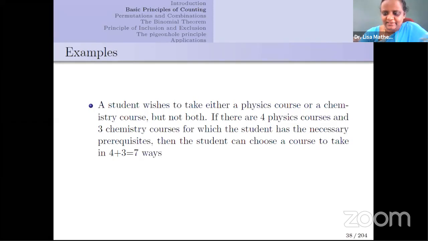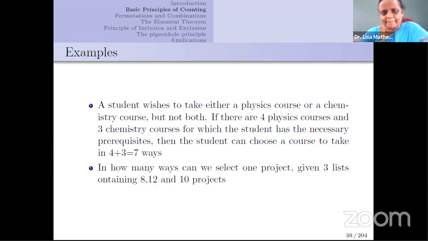Now let me illustrate that with an example. A student wishes to take either a physics course or a chemistry course, but not both. Now suppose there are 4 physics courses and 3 chemistry courses, and I'm assuming that the student is eligible to take either of the courses. Then he can choose the course to take in 4 plus 3, or 7 ways.